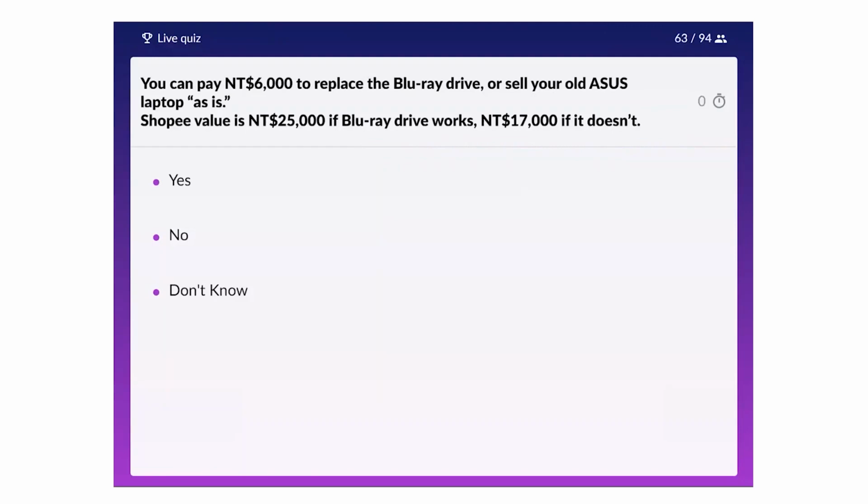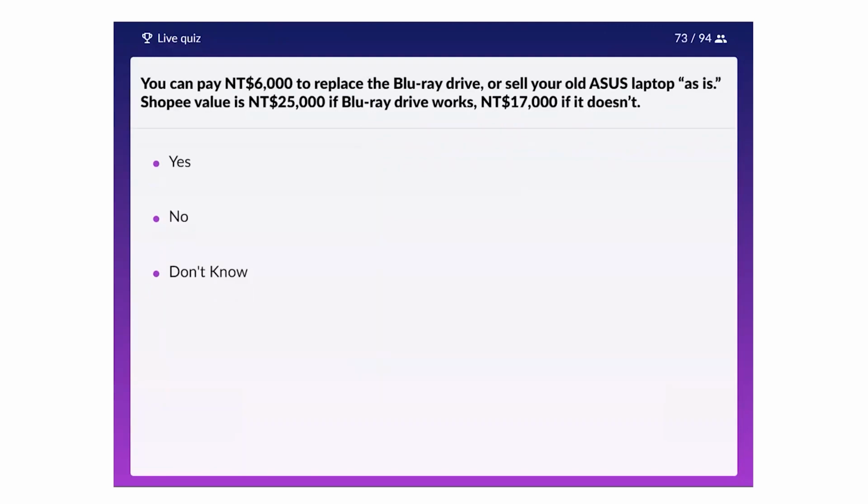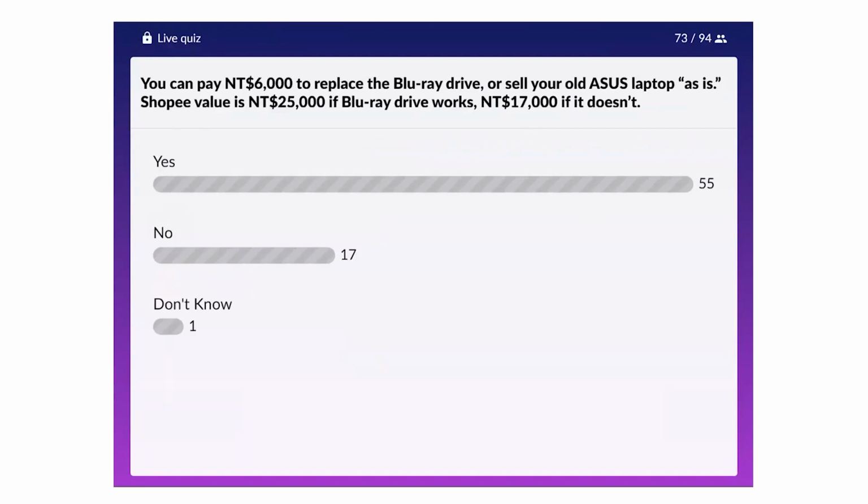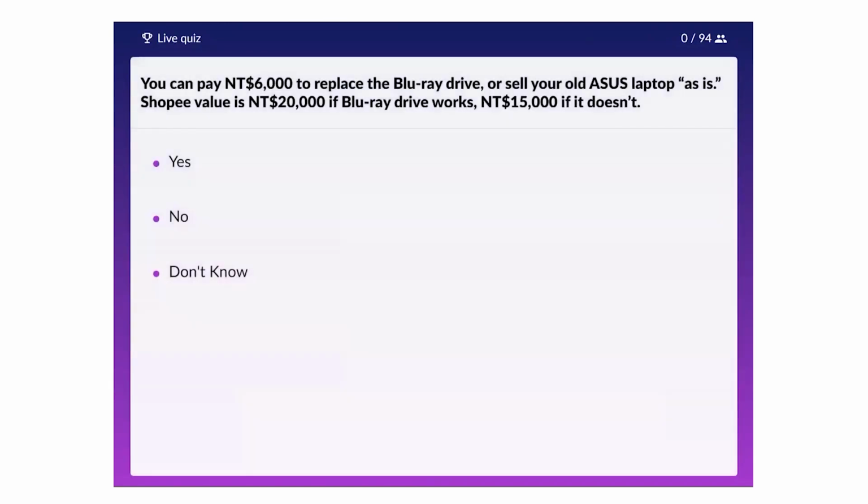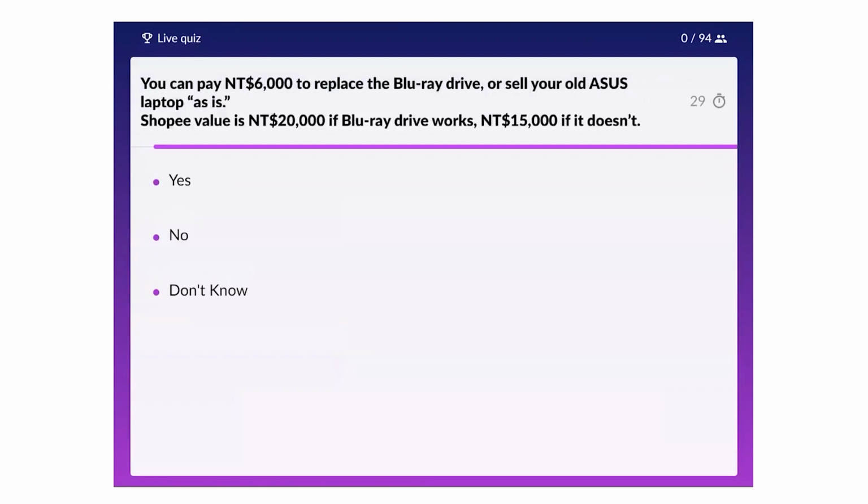Time's up. Okay, let's look at your answers. 55 of you said yes, 17 said no, 1 person said don't know. So what is the answer? Well, it's a yes. So a lot of you got it right. But now, what if the Shopee value is only $20K if the Blu-ray drive works, and $15K if it does not work? Yes, I should replace it, or no, I should not, or I don't know.